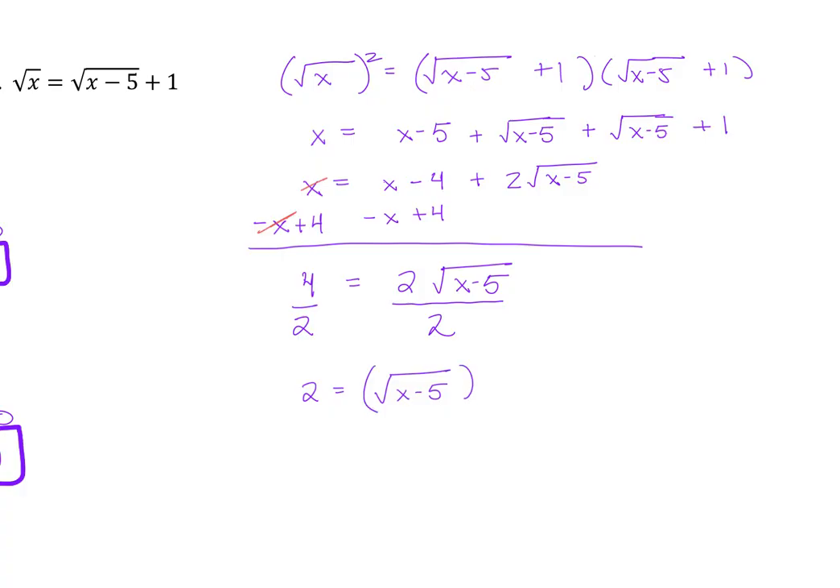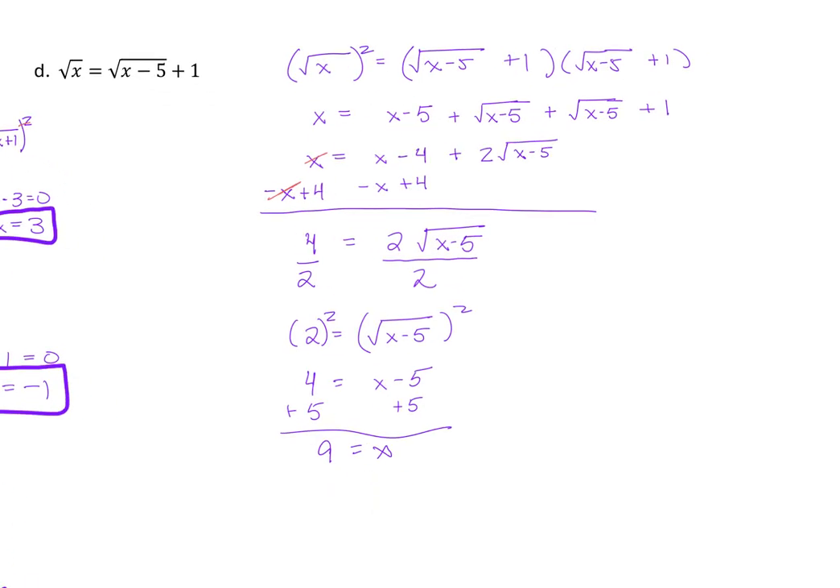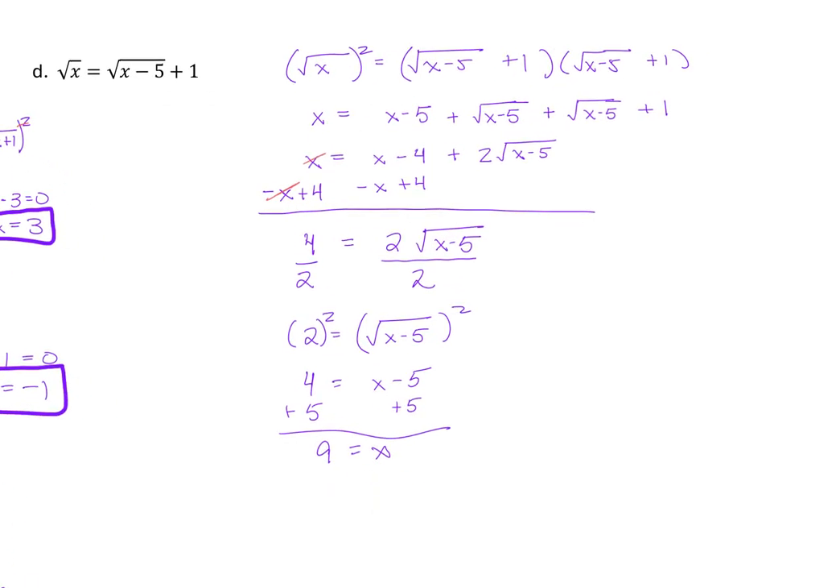Okay, we're going to go ahead and square. And what we get is 4 equals x minus 5. And we can add 5 to both sides, and we get 9 equals x. All right, we do want to check this in our original equation.